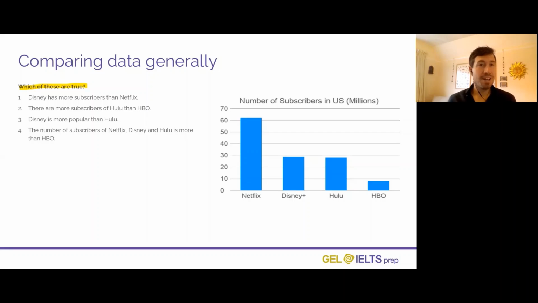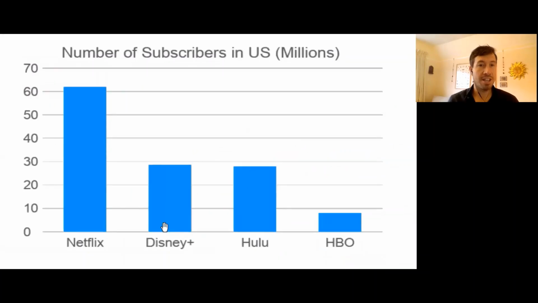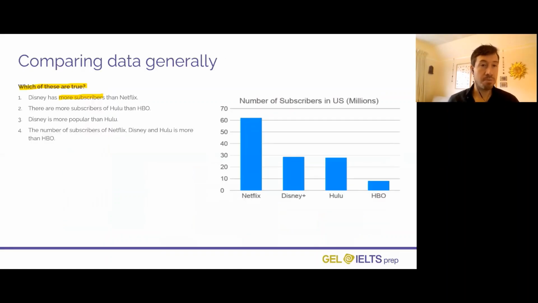Okay. Well, let's have a look at each one. So the first one says Disney has more subscribers than Netflix. Well, if we look closer at this chart, Disney is here, Netflix is here. Does it have more subscribers? No, it has less subscribers or fewer subscribers than Netflix. So Disney has less, and Netflix has more than Disney, you could say. So that one is not true.